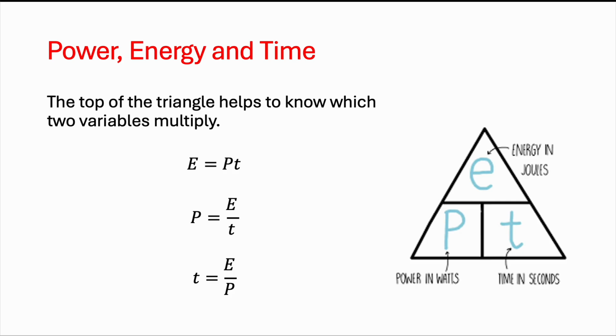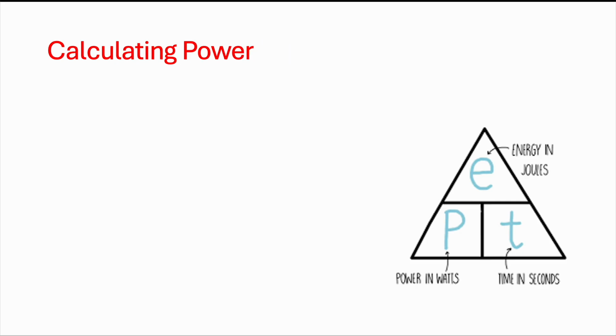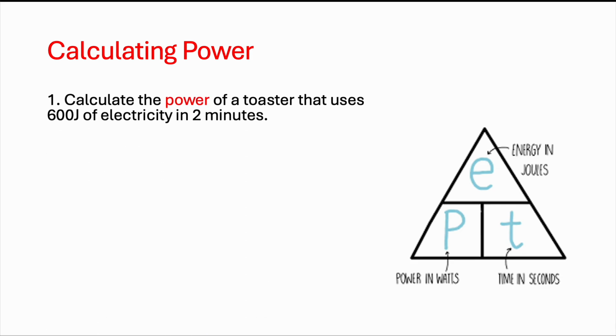Okay, so let's do a couple of questions. We're going to start off with calculating power, and we've got this one here. Calculate the power of a toaster that uses 600 joules of energy in 2 minutes. I suggest you pause the video and then I'll show you the answer. Okay, hopefully you've had a chance to try that and you're pressing play to see the solution.